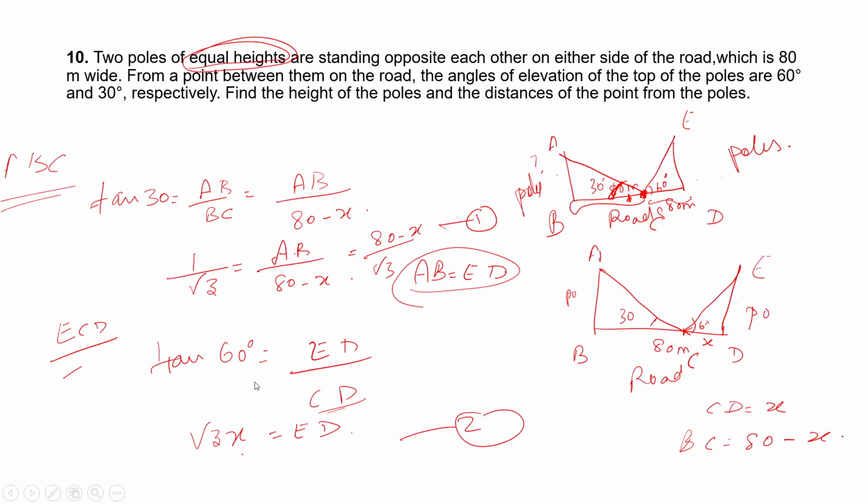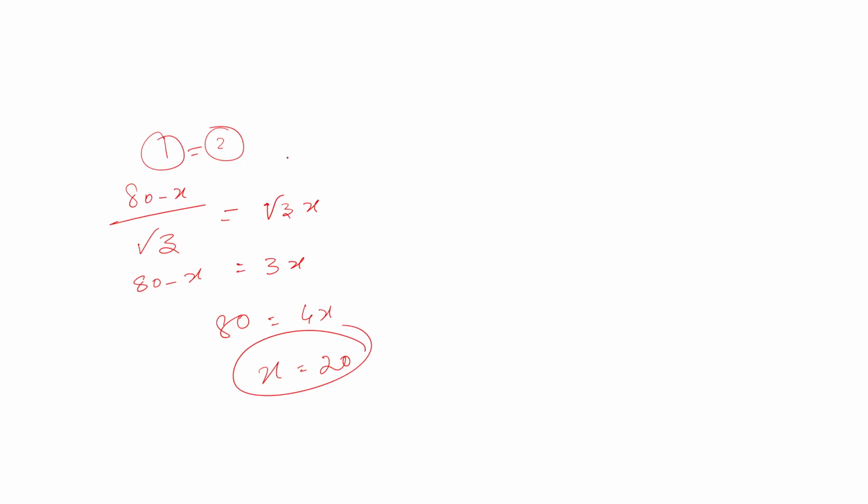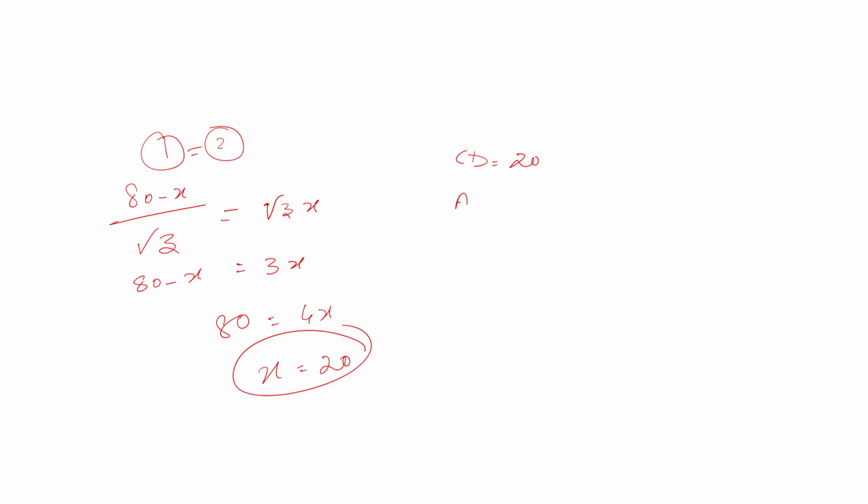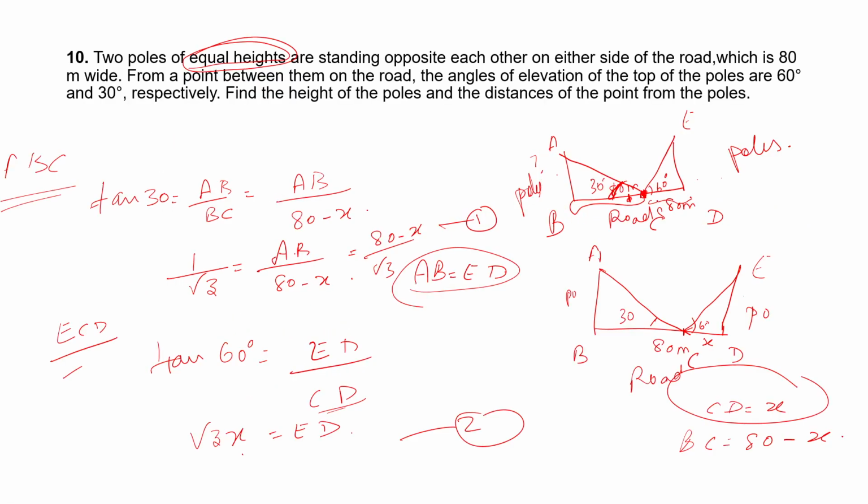So what is X here? We have taken CD as X. So CD as X means one side distance is 20. So the remaining side is BC. Okay. So BC is what we have taken, 80 is total. So BC is 80 minus X. That means 80 minus 20, which is equal to 60 meter. So we have found this distance BC. This distance is also BC and CD. It is 80 and 20.